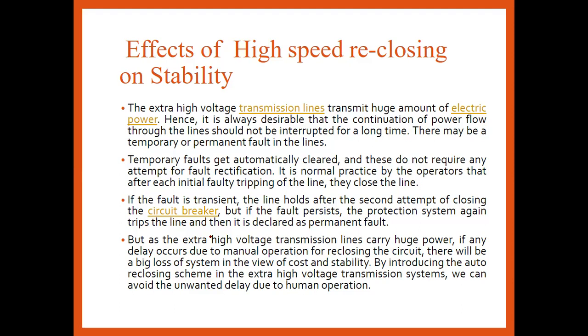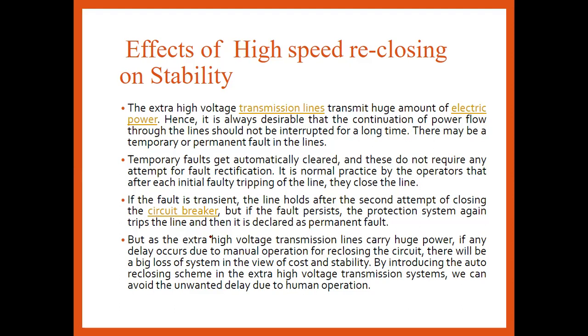After the second attempt of reclosing the breaker, what will the operator do? The operator will try to reclose it once more. If it recloses, then it is not a temporary fault. If the fault persists, on the second attempt of closing the circuit breaker the protection system again trips the line, and this is declared as a permanent fault. Whenever we provide two attempts to close the circuit breaker, and even after closing it we get a trip signal that trips the line, then it is declared a permanent fault on that transmission line.